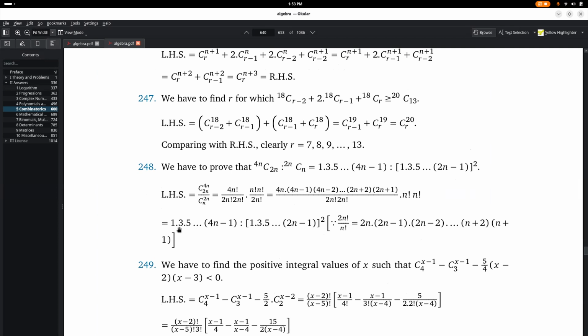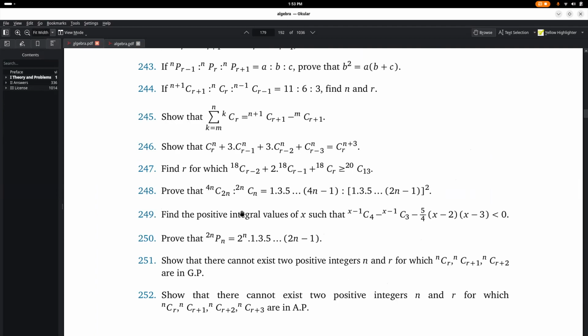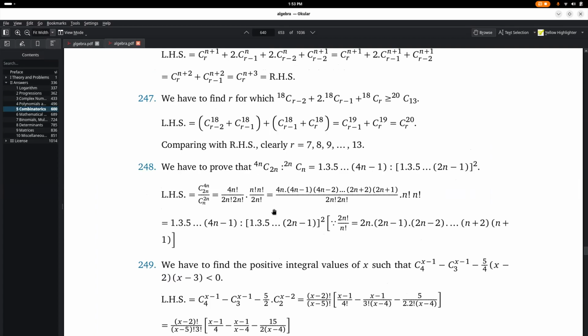So we are finally left with 1 into 3 into 5 up to 4n minus 1, which is 2135 into 2n minus 1 whole square. Question 249 says: find the positive integral values of x such that (x-1)C4 minus (x-1)C3 minus (5/4)(x-2)(x-3) is less than 0.